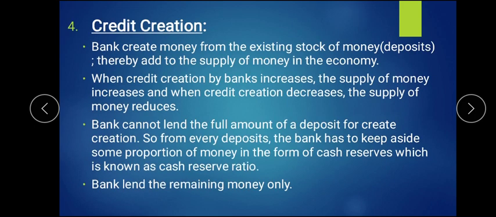Then after that, the fourth point comes, that is credit creation. Now credit means loan. So how is credit created by banks? The first point says that banks create money from an existing stock, that is deposits. Banks take deposits from the people. Now what is their stock? Their stock is nothing but money.